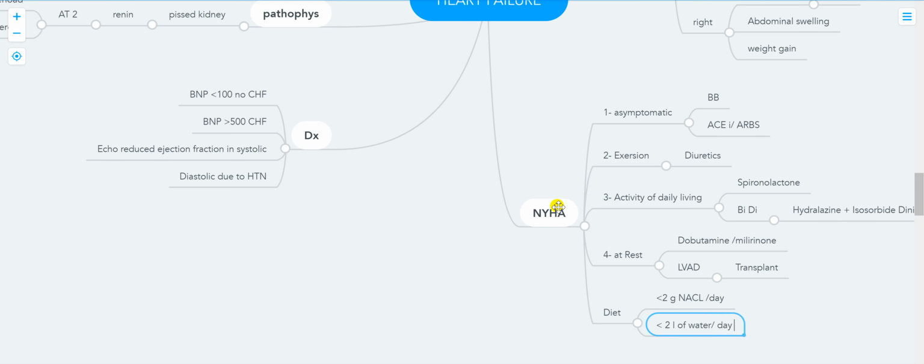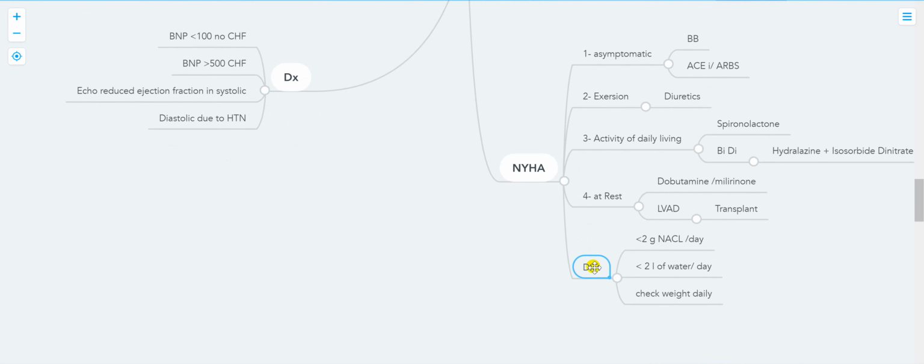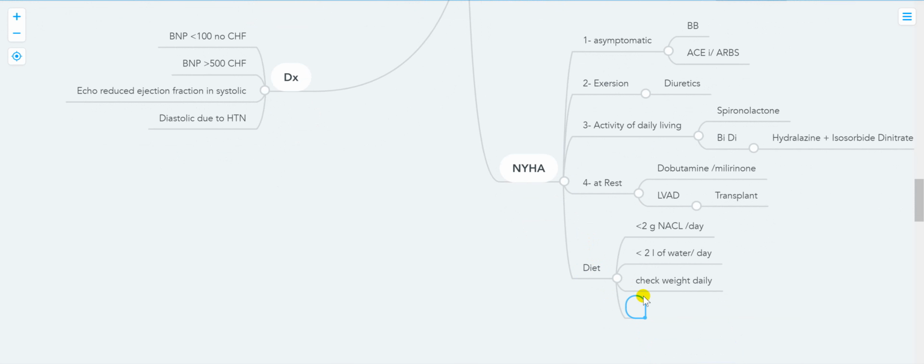And what are the other things that we want to consider regarding diet? Weight. We check the weight daily. Check weight daily. And avoid non-steroidal anti-inflammatory drugs. Avoid NSAIDs. That's the thing we gotta consider.